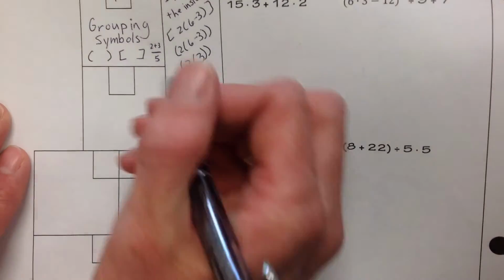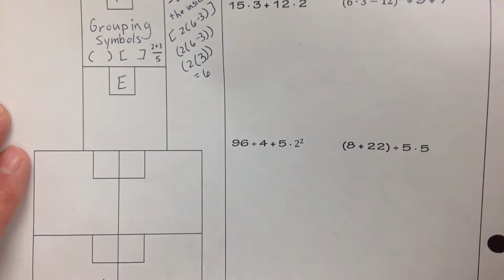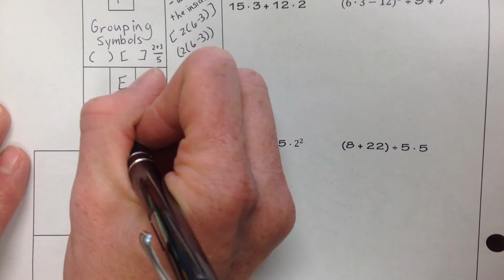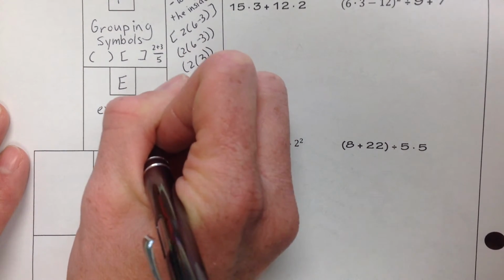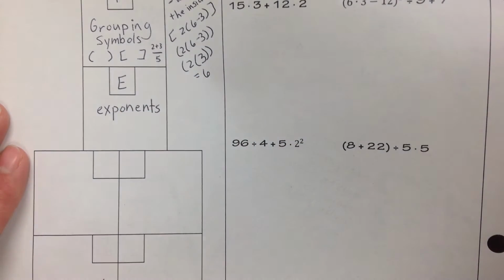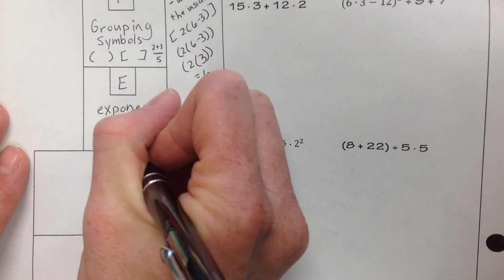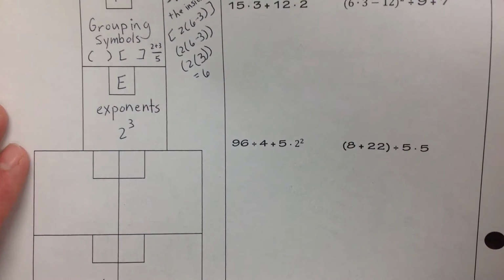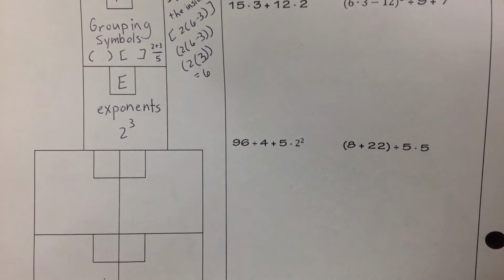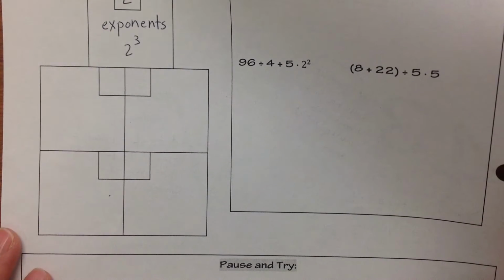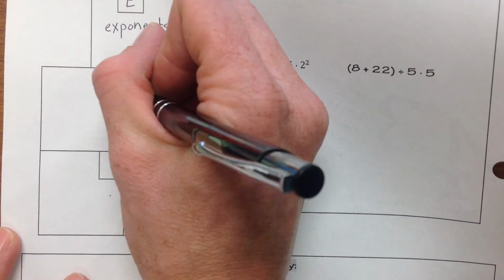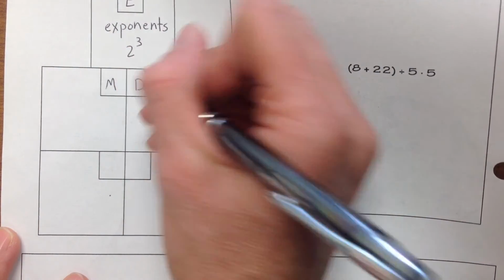The next box stands for E, which is exponent. And we learned about exponents and powers yesterday, well, today, right? And this is like 2 to the 3rd power, okay? So anything to a power is an exponent. All right, then these are the 2 that get a little tricky and students get confused when we use please excuse my dear Aunt Sally.